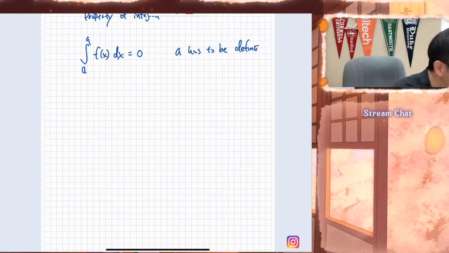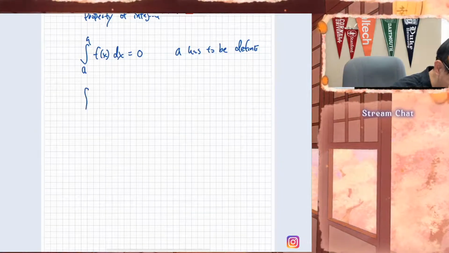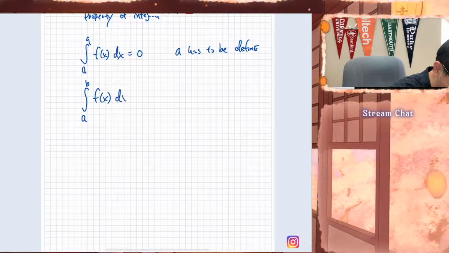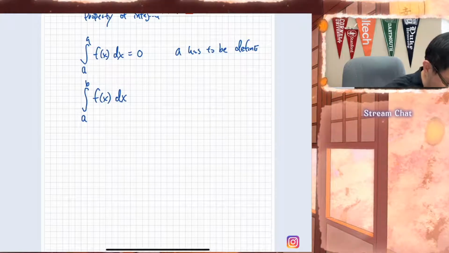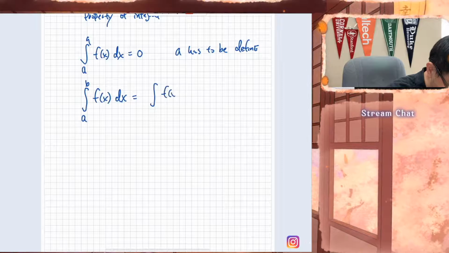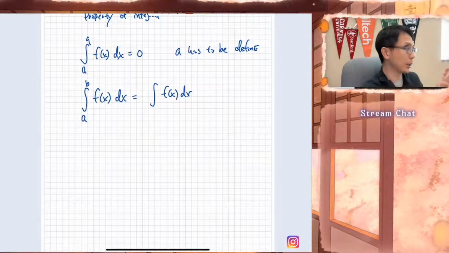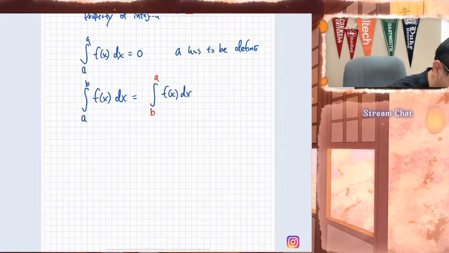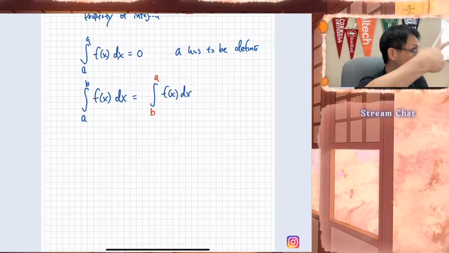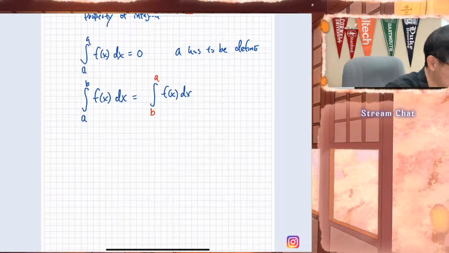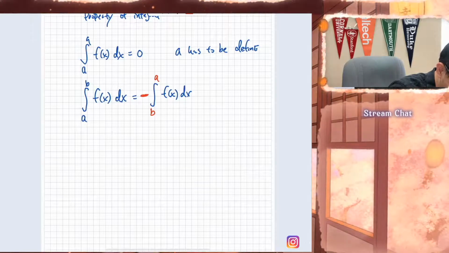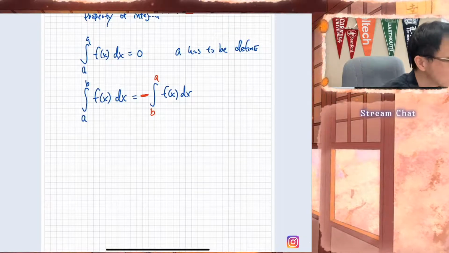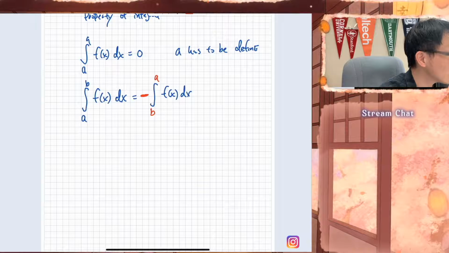The second one is actually interesting. So the second one, the integration between a to b of f of x dx, is now equal to the integration of f of x dx, but here's the thing that makes some changes. I'm going to show you in color: b and a. So the boundary switch. When the boundary switch, make sure you put a negative sign in the front. This is a very important property. It's so important that there's a lot of test questions coming from here.